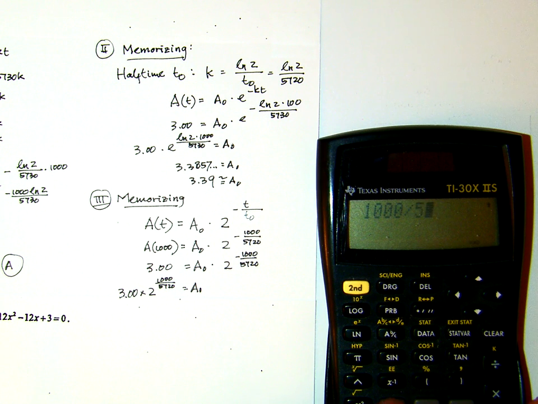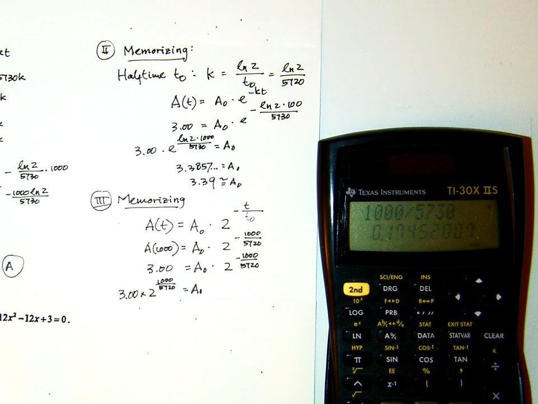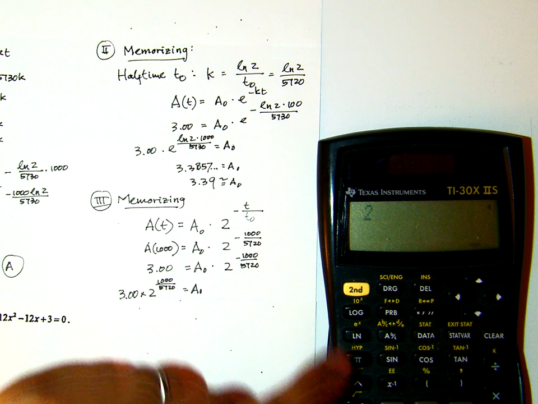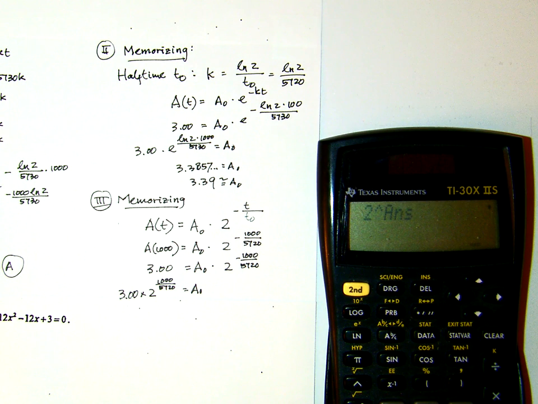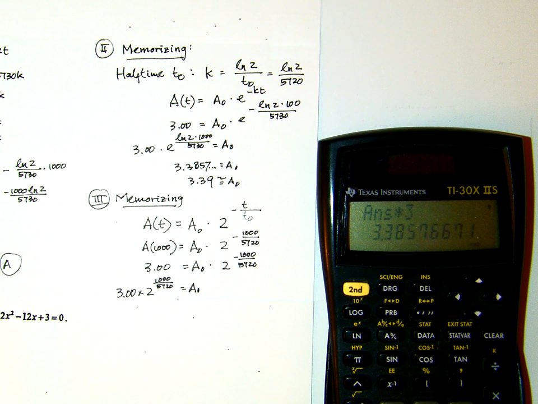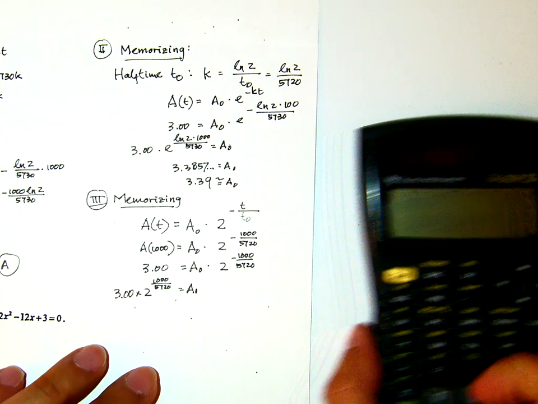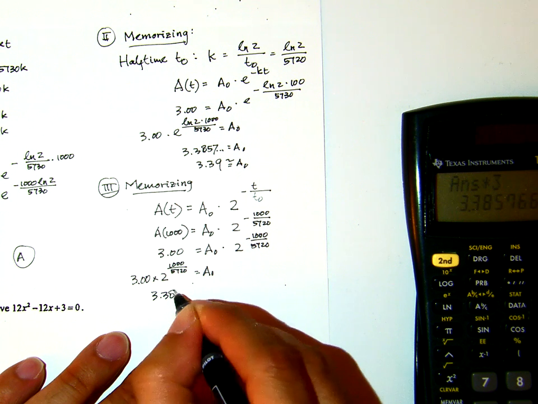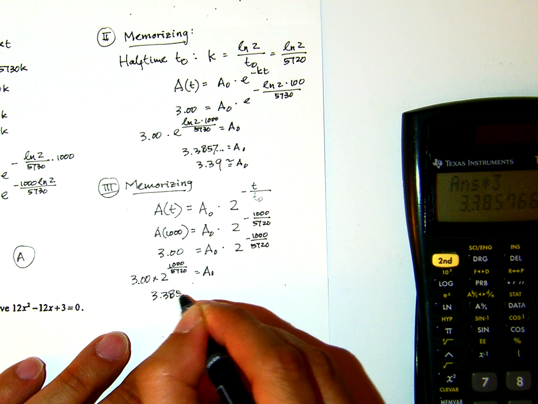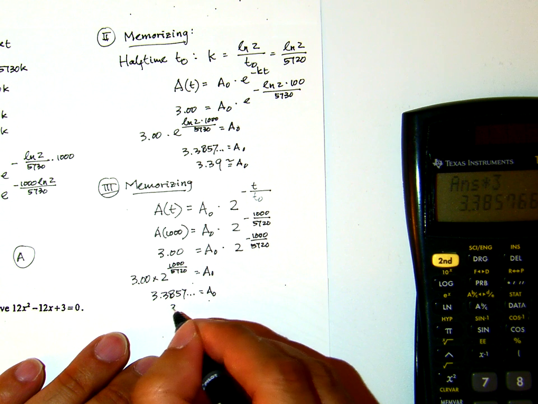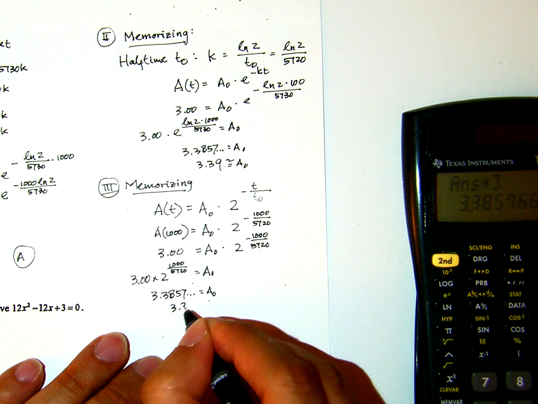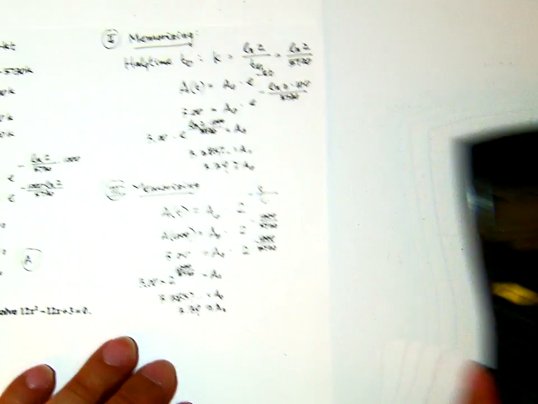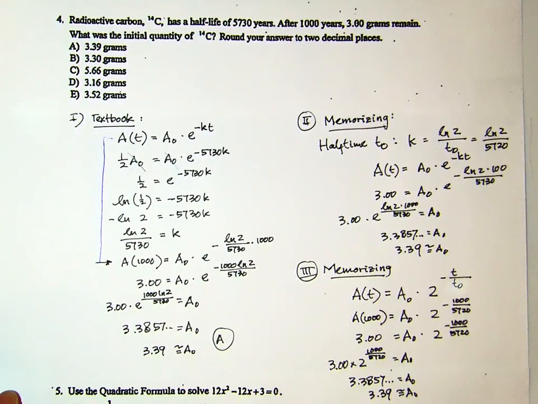Okay, 1000 over 5720. That's the number. We'll take 2 to the power of that answer and then multiply. Okay, we get the same answer, right? 3.885 equals a naught. That's 3 point, if I round to 2 decimal places.